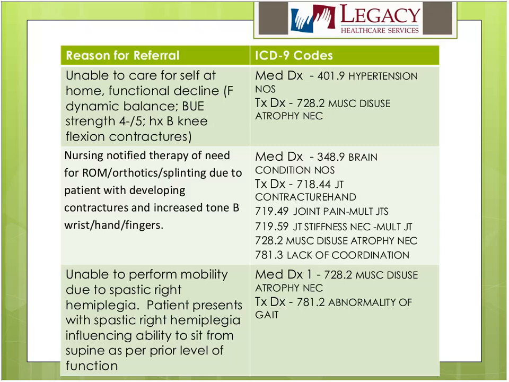Moving on to the next example: nursing notified therapy of need for range of motion, orthotic splinting due to patient with developing contractures and increased tone in bilateral wrist, hand, and fingers. In this case, the medical diagnosis was 348.9, brain condition, not otherwise specified, which is what NOS stands for. Treatment diagnosis was listed as joint contracture for the hand, joint pain in multiple joints, joint stiffness in multiple joints, muscle disuse atrophy, and then lack of coordination.